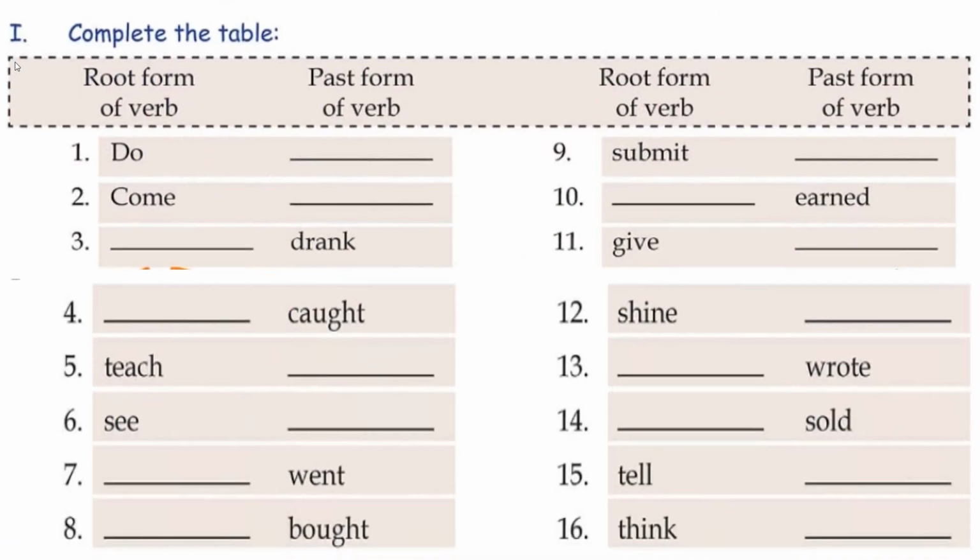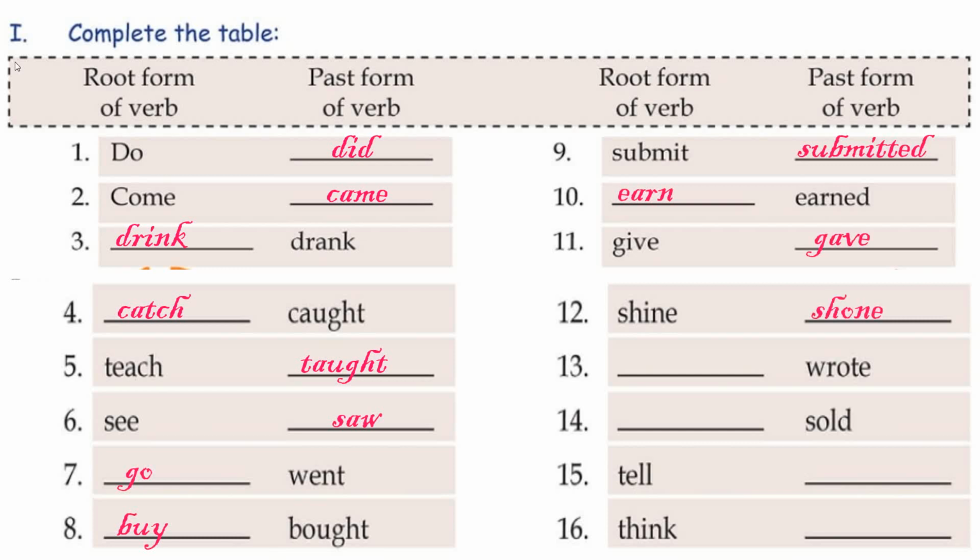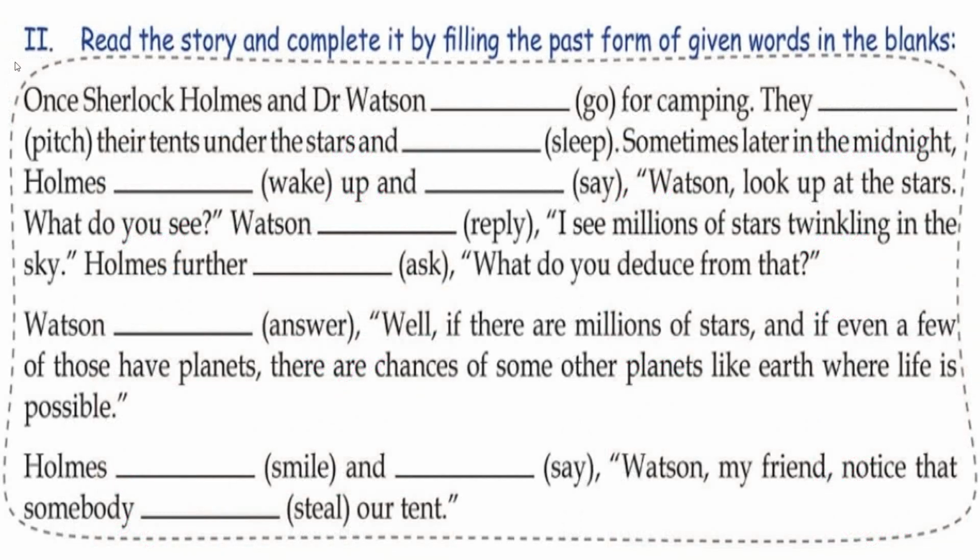Okay, complete this table, children. See here. The first one is the root form of the verb and you have to change it into the past form of the verb. So let's do it very fast. Do, did. Come, came. Drink, drank. Catch, caught. Teach, taught. See, saw. Go, went. Buy, bought. Submit, submitted. Earn, earned. Give, gave. Shine, shone. Write, wrote. Sell, sold. Tell, told. Think, thought.